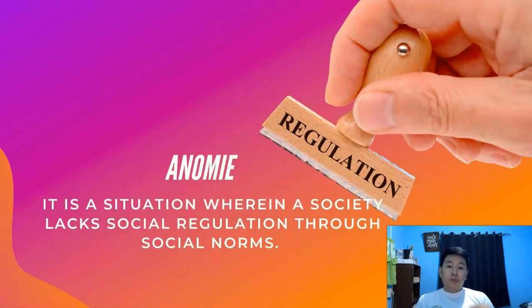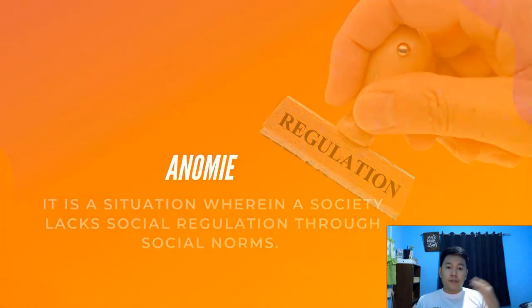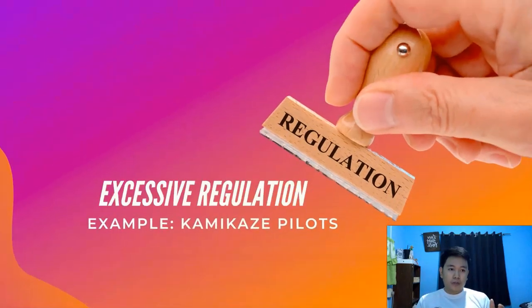Now, what is ironic here is that aside from the lack of regulation, excessive regulation also contributes to the suicide rate in a particular society, according to Emil Durkheim. If there is a very stringent or very rigid regulation, then a society might impose upon its members or individuals to commit suicide.